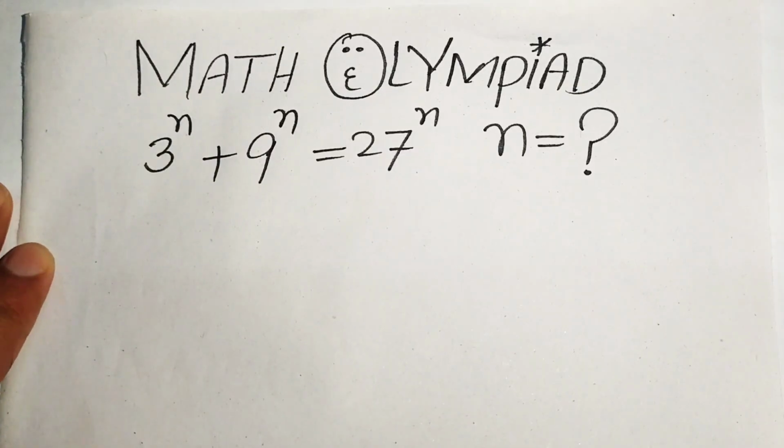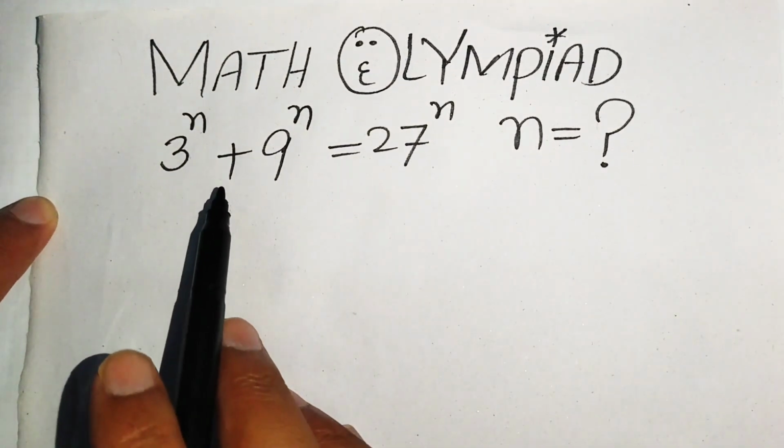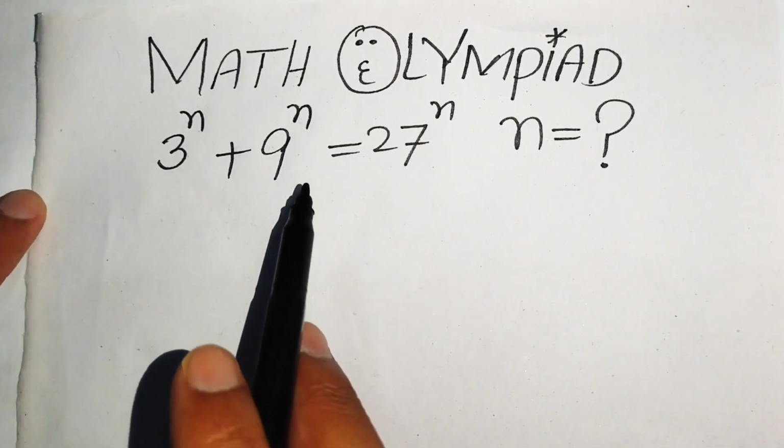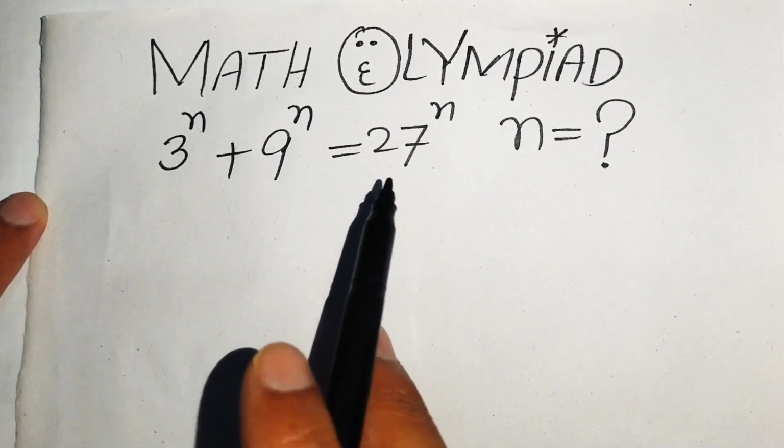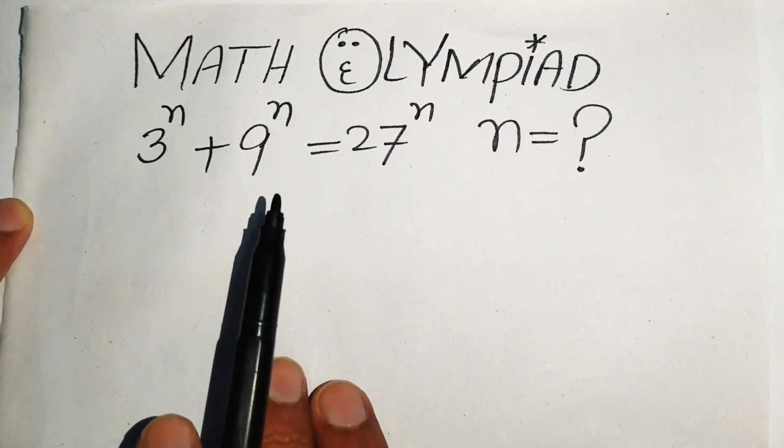Hello everyone, welcome to solve this math Olympiad algebra problem. Here we have 3 to the power of n plus 9 to the power of n equals 27 to the power of n. And now we solve this problem for the values of n.